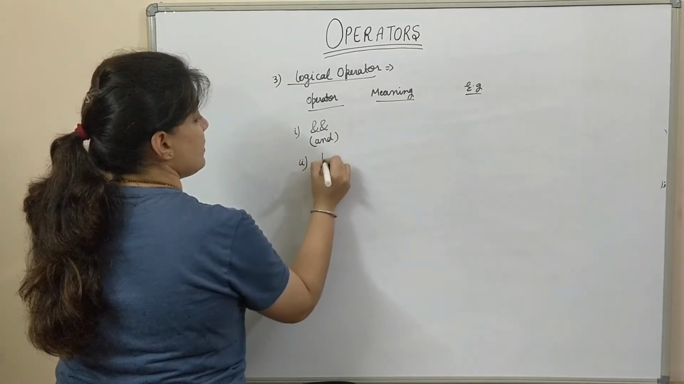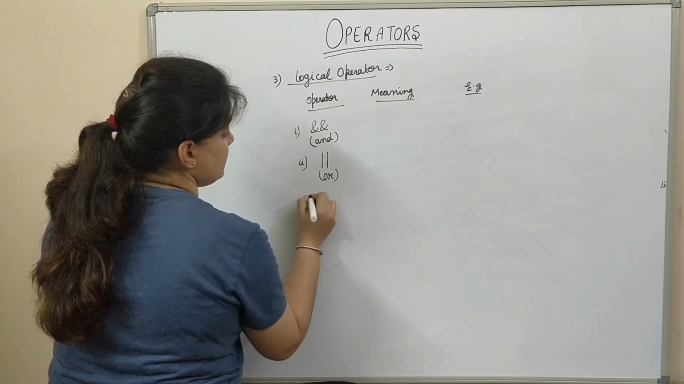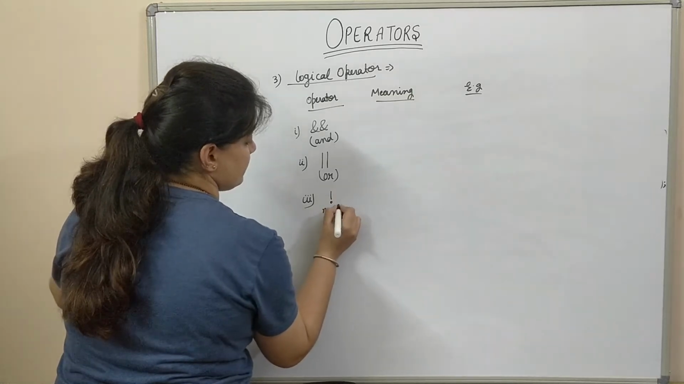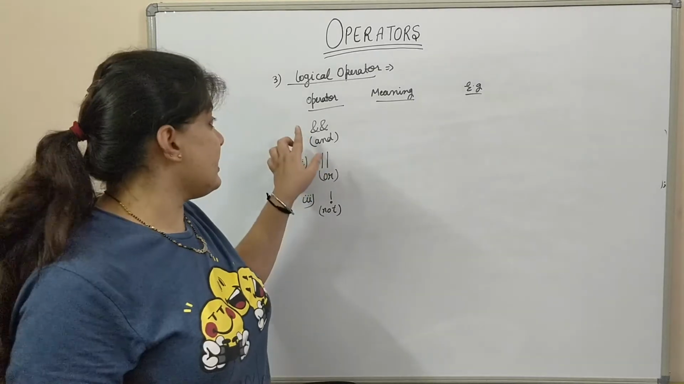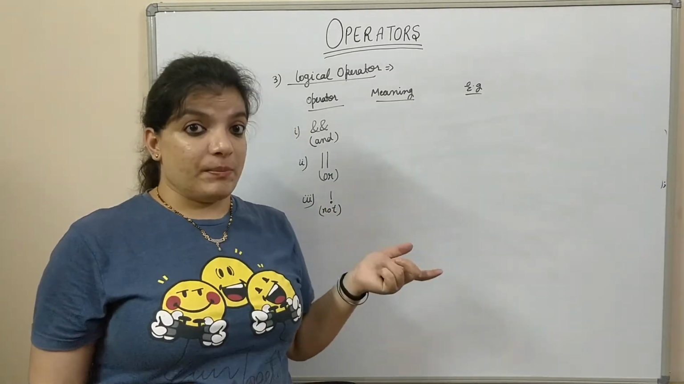Second, OR. Third, NOT. Okay. So what is this? What is the name of this operator? This operator name is logical AND operator.